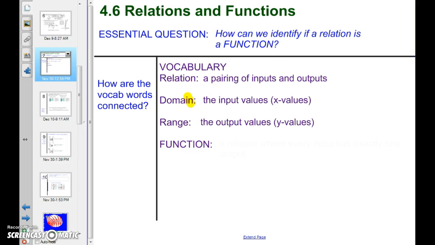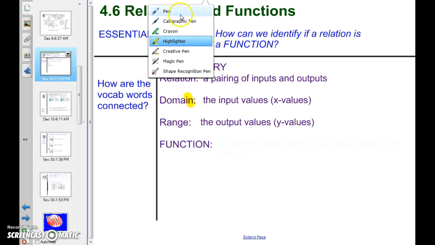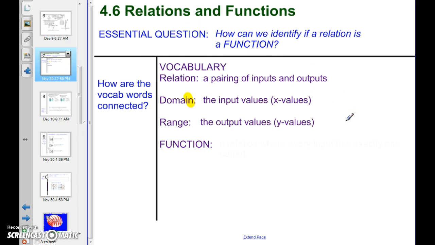Something that we did last year to remember this, really sorry, I have to click. I don't know where my tablet went.